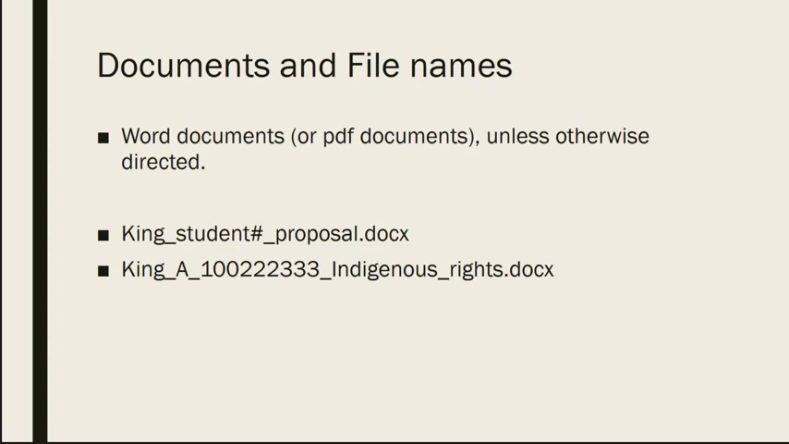So it might look something like this. If you have a common last name, you might put your first initial in there. So King underscore A underscore student number underscore Indigenous rights, and then the file type.